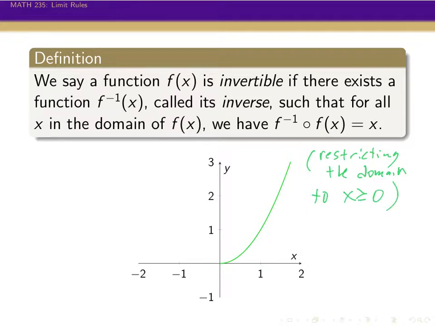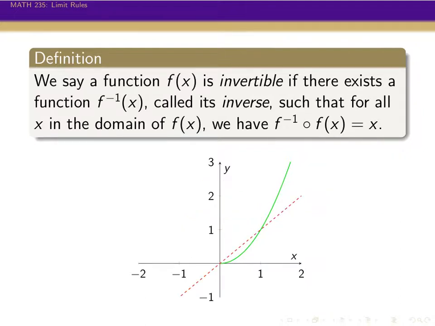And so by taking away the part of the domain where x is negative, now when we do horizontal lines across, we're only crossing the function once. Okay? And so now we can swap the x and the y values and end up with a function the other way. So how exactly does that work?